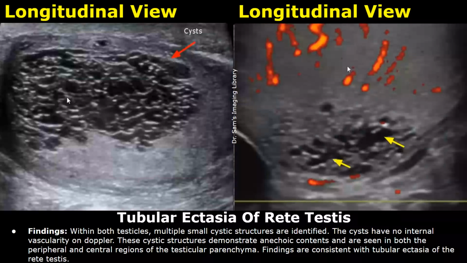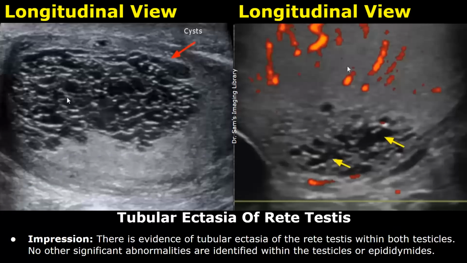In tubular ectasia of Rete testis, there are small multiple cystic structures. The cysts have no internal vascularity on Doppler. These cystic structures demonstrate anechoic contents and are seen in both the peripheral and central regions of the testicular parenchyma. Findings are consistent with tubular ectasia of the Rete testis.